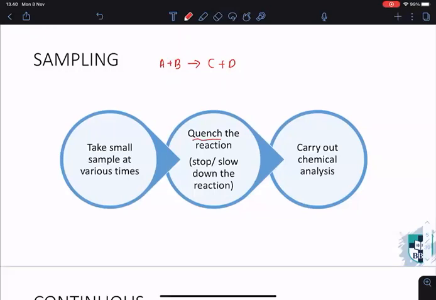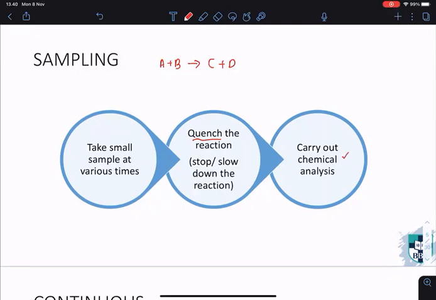What is quenching? You need to stop or slow down the reaction. How can it be achieved? Based on rate of reaction, there are a few ways. The one mentioned in your textbook is to cool them with ice. You decrease the temperature, and the moment you decrease the temperature, the reaction will be slowed down. And then you can carry out your chemical analysis.